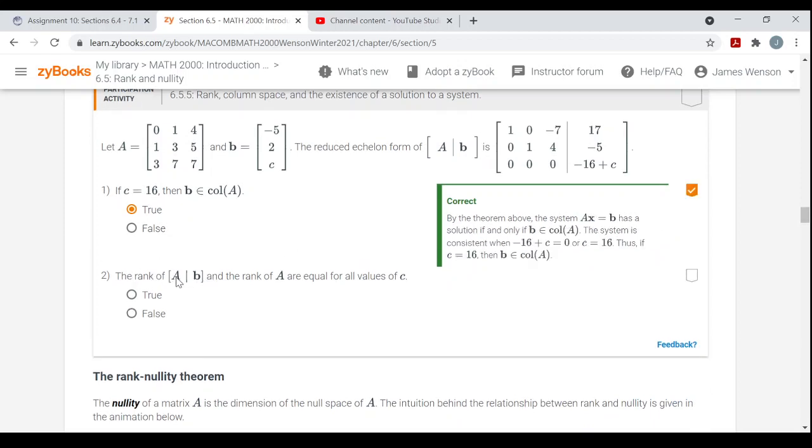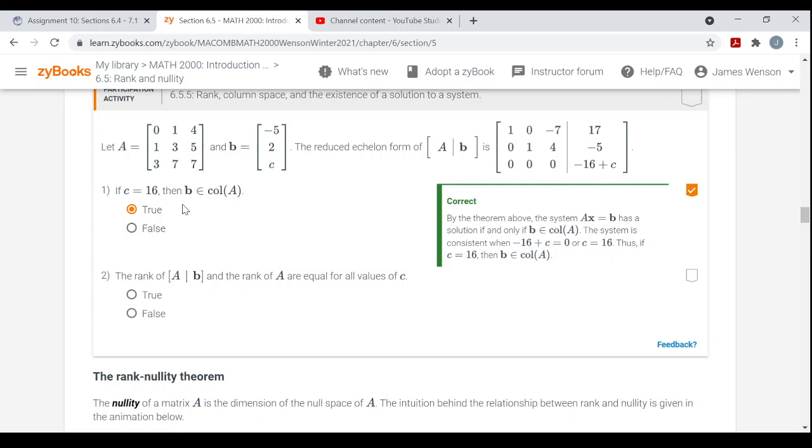Now, is the rank of the augmented matrix, A with B, and the rank of A, are they equal for any value of C? Well, no. What if C were 17? Then there'd be a 1 here, and there'd be a third pivot. This would have a rank of 3, whereas A would have a rank of 2.